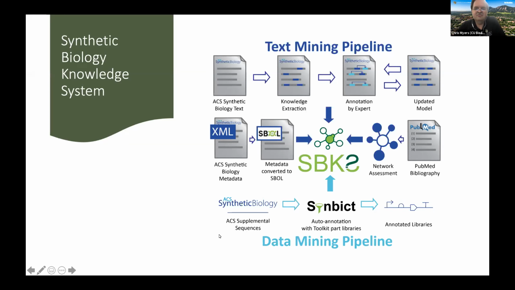So in the data mining pipeline, what we've been doing is analyzing sequences found in the articles, in particular in the supplementals provided with the articles. So we have mined the sequences out of these supplemental documents, and then we have put them into a tool developed at BBN and Raytheon called SynBioHub, which does auto annotation of these sequences to annotate them with parts, and then this information is linked to the publication where they came from.